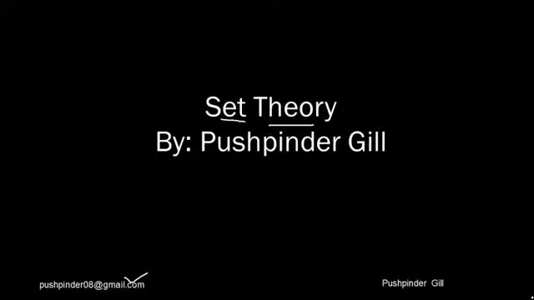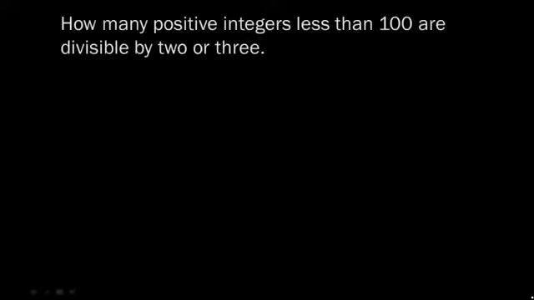So let's go ahead and get started. First of all, let's read this question out: how many positive integers less than 100 are either divisible by 2 or 3? So many of us will be saying, oh, what kind of question is this? Is it an algebra question, a progressions question?